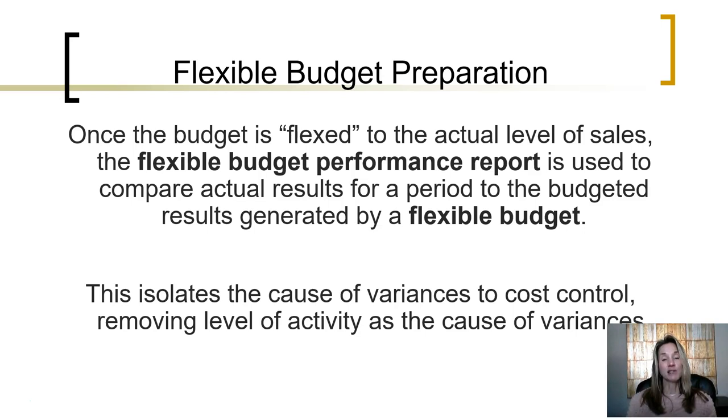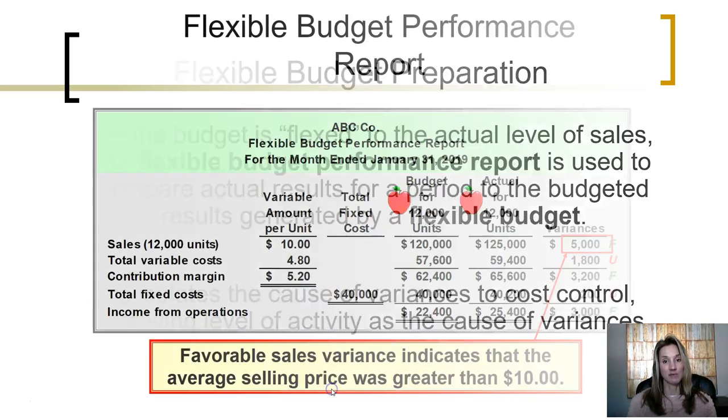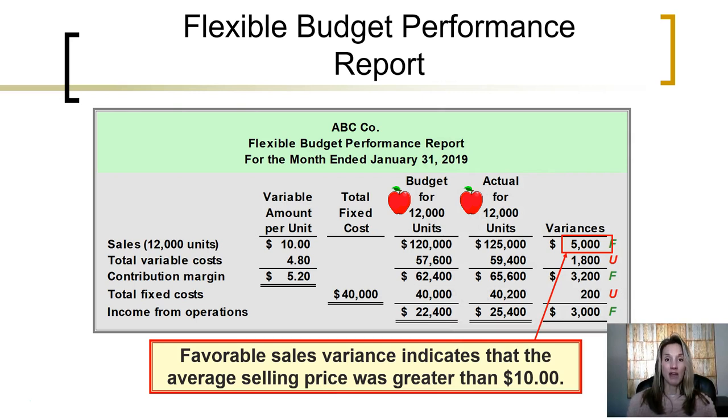This isolates the cause of variances due to cost control, removing the level of activity differences as the cause of any variances. So if we were to prepare a flexible budget performance report for ABC Company, their actual results were 12,000 units. The originally prepared budget was based on sales of 10,000 units. That original budget at 10,000 units was assuming a selling price of $10 per unit, variable costs of $4.80 per unit, and total fixed costs of $40,000.